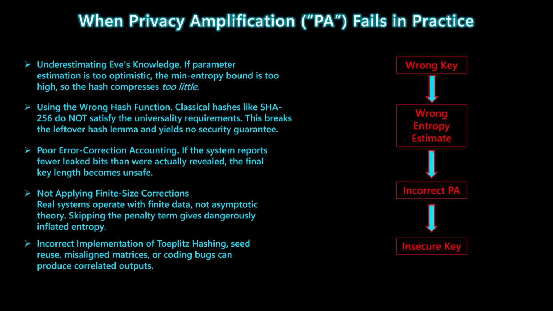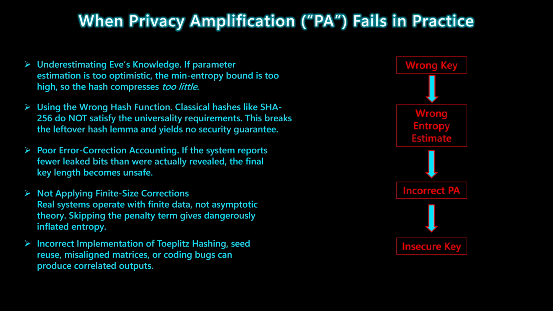A third problem arises from poor accounting of the information leaked during error correction. If the protocol reports fewer leaked bits than were actually revealed on the public channel, the system will again overestimate the remaining entropy. That leads to a final key that is longer than it should be and therefore insecure.